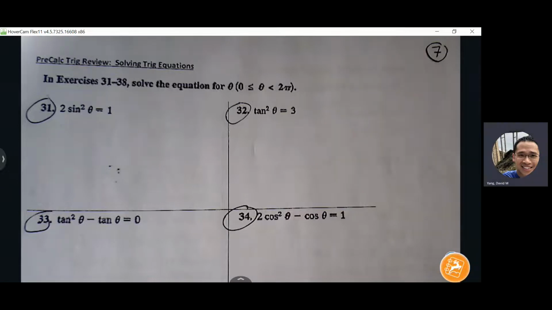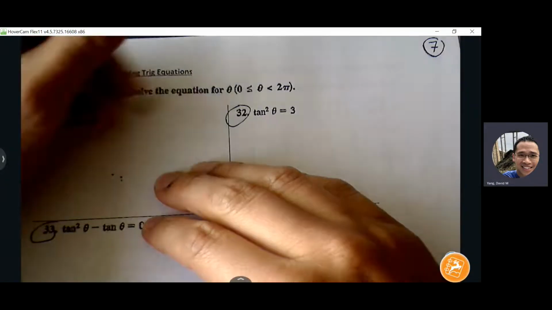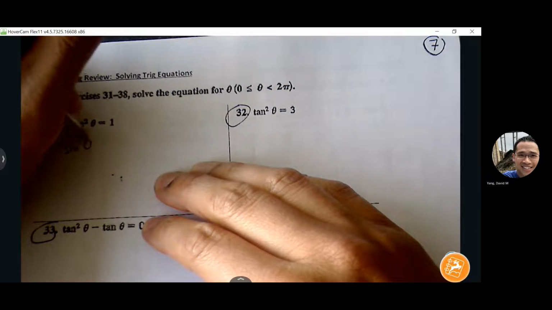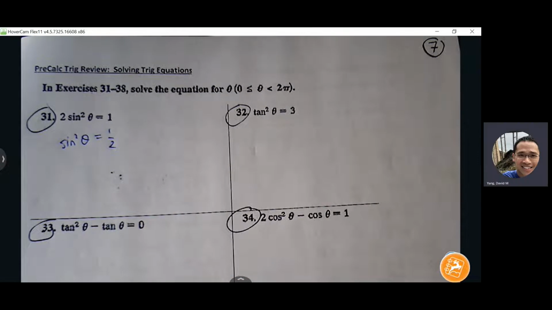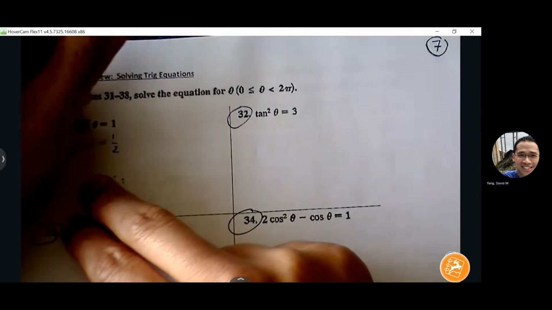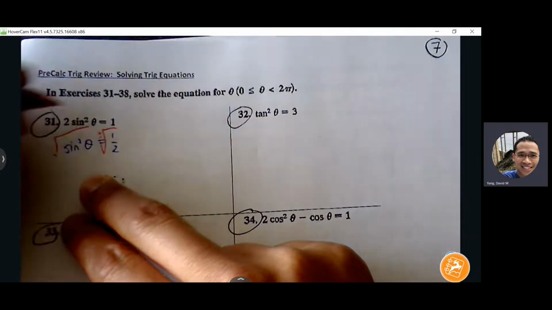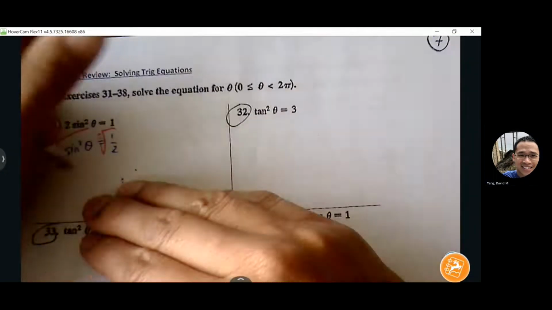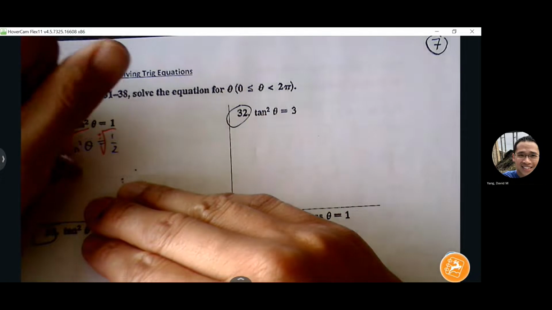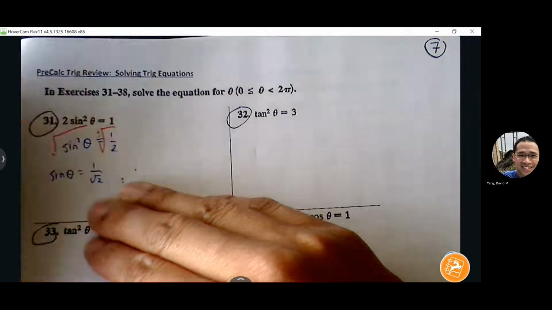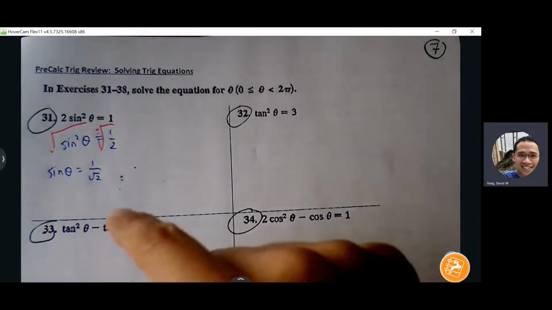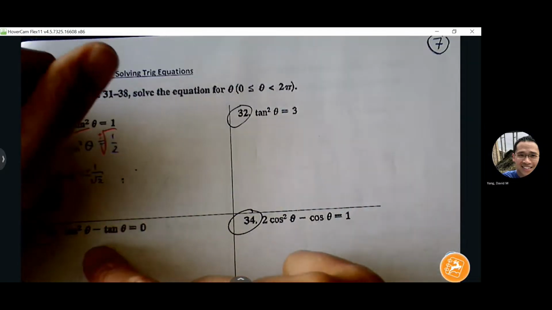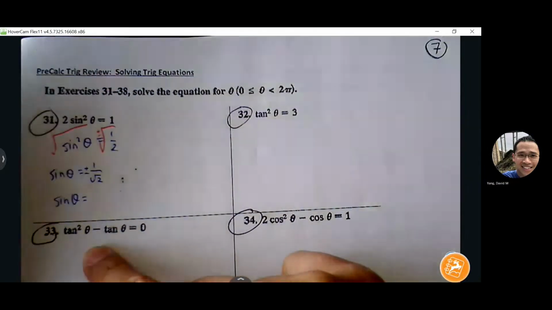Okay, so number 7, you can divide both sides by 2. Take the square root of both sides. Plus or minus will show up. Square root of 1/2 is the same thing as 1 over square root of 2. And what's another way of saying 1 over root 2? Yeah, root 2 over 2.